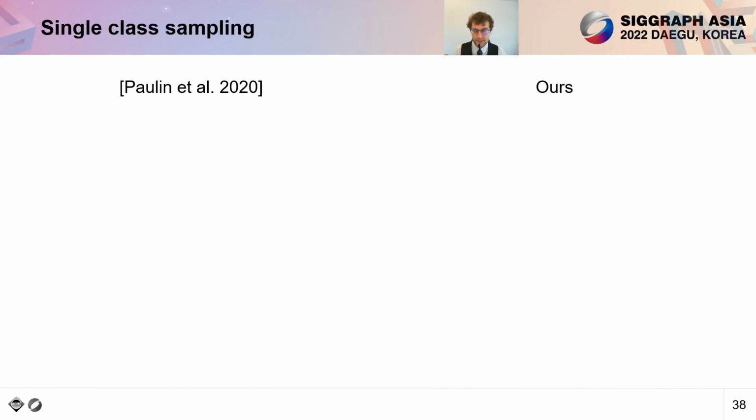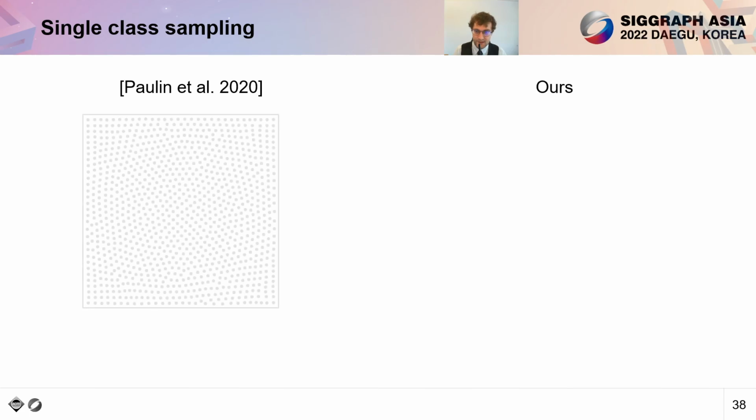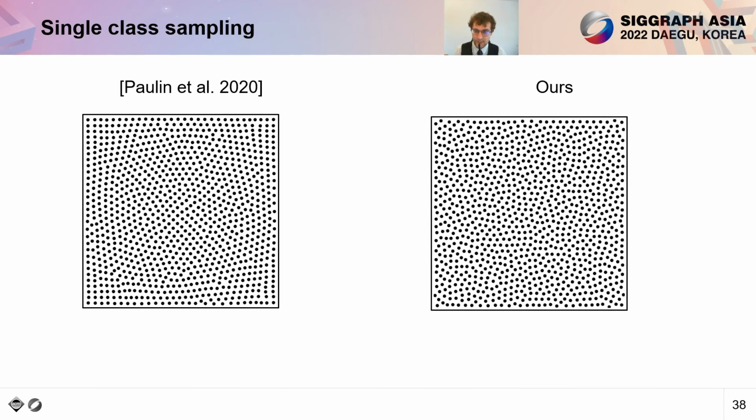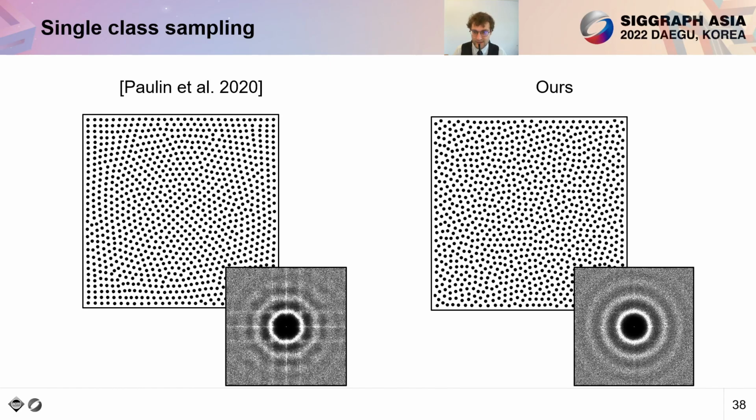Now let's look at a few results. First, I will talk about single class sampling and the comparison to sliced optimal transport from Pauline and colleagues. As you can see, our method shows better distribution with less alignment artifact on the edge of the domain. This can also be seen in the 2D Fourier transform of the point set. Here, the larger the central hole is, the better the quality is. And in addition, the more circular the shape is, the less artifact we have in the distribution.